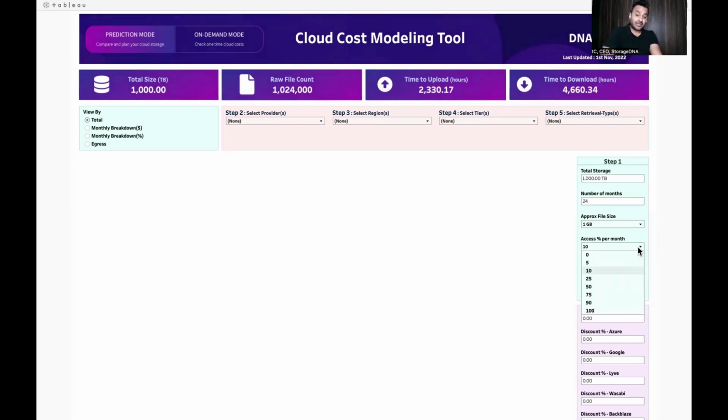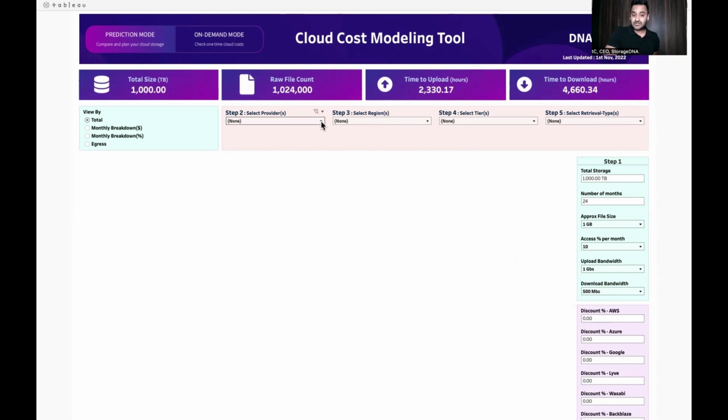And also, a very important aspect is how much of this data do you look to be accessing every month, right? So if it's a deep archival scenario, it'd be maybe 5%. If you think you're going to be actively accessing your data, it may be as high as 50%. So let's take 10% again, middle ground. And you could also tell us your upload and download bandwidth, because we also give you a rough approximation of how much time it'll take to upload and download data.